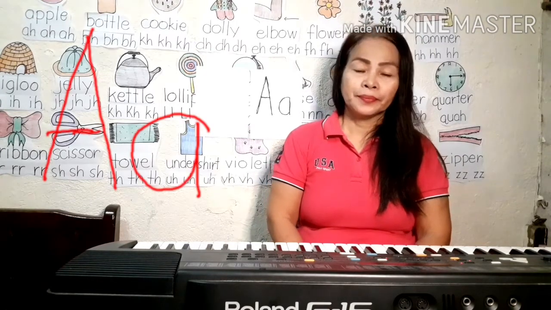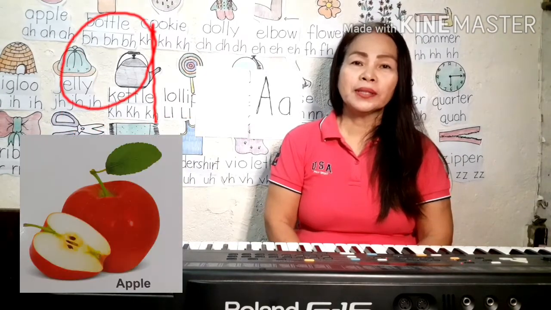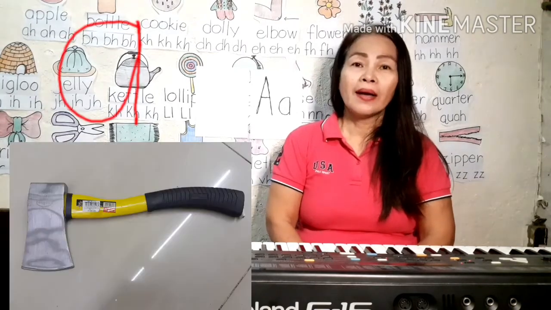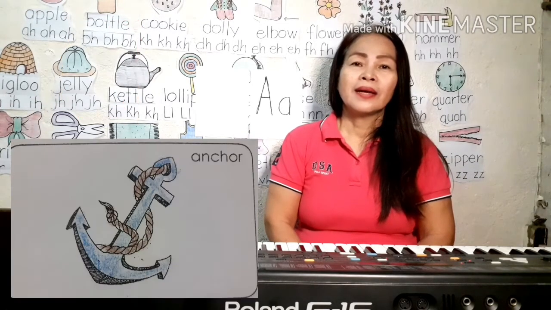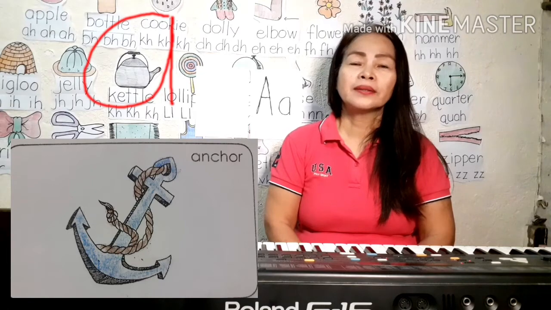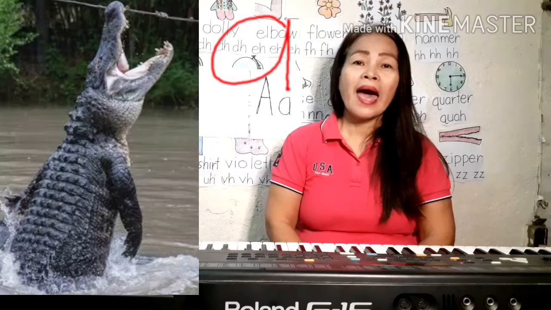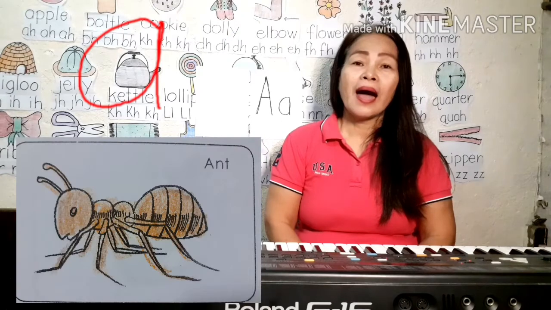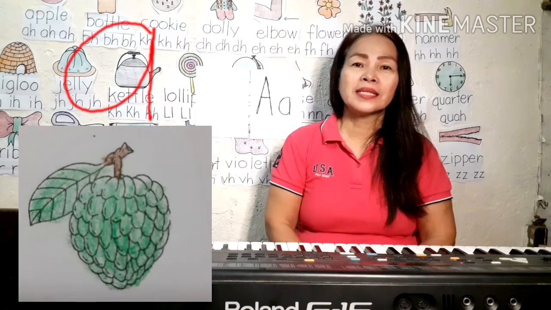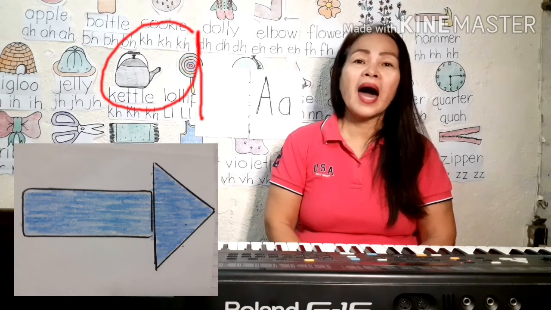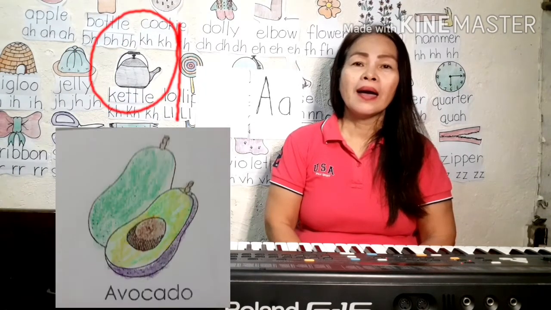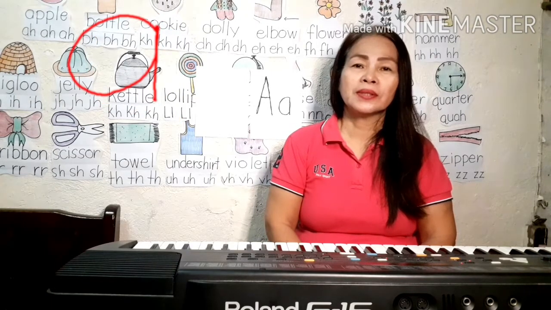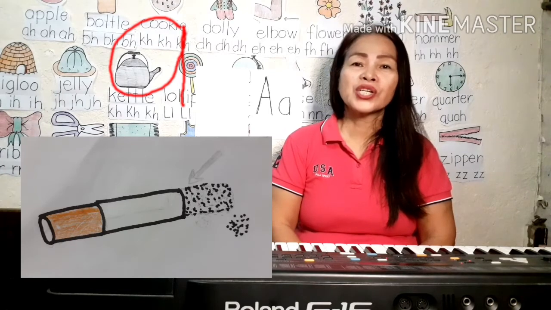What are the objects that begin with A? A, apple. A, axe. A, anchor. A, alligator. A, ant. A, atis. A, arrow. A, avocado. A, astronaut. A, ash.